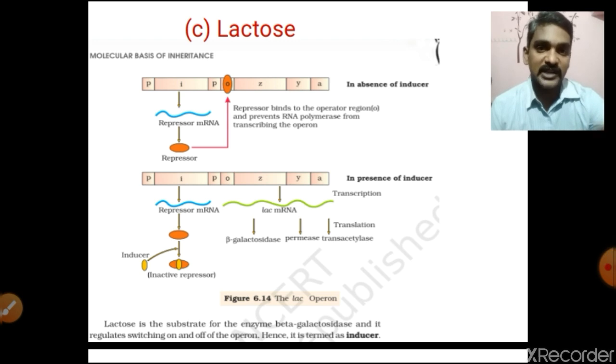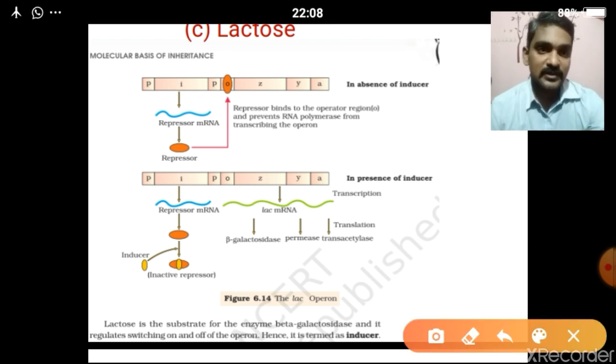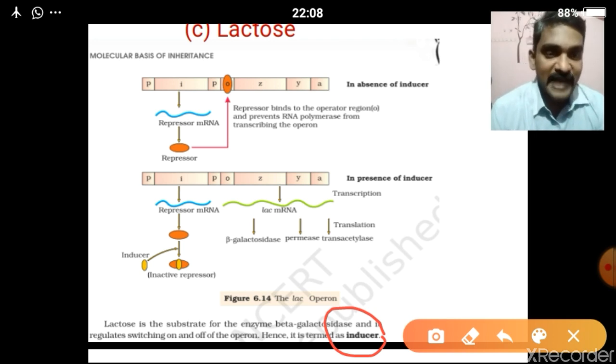See, at the last they have given, right? So inducer, you can see here. Lactose is a substrate for the enzyme beta galactosidase. It regulates the switching on and switching off of the operon. When lactose is present, it will be switched on. When lactose is absent, the operon will be switched off. So it only induces the operon to be on. So it acts as an inducer. So lactose is the answer.